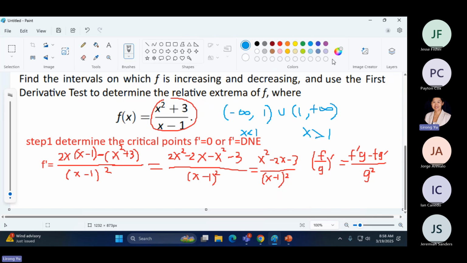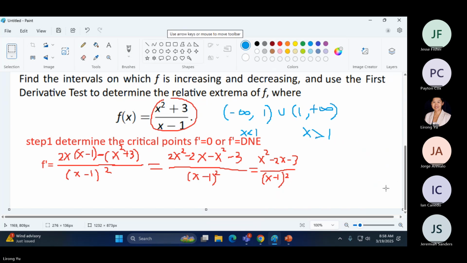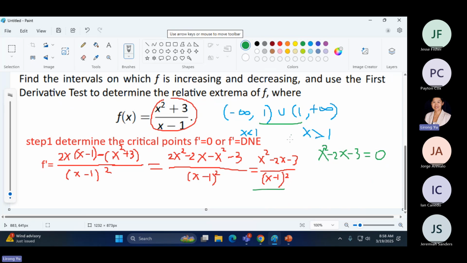All right, so this is applying the quotient rule. Let me get rid of the side so it won't be combined or mixed up with the floor. So we're going to make the numerator equal to 0 just to solve for the critical points. So we have x squared minus 2x minus 3 equal to 0. Now the denominator cannot equal 0 because we are taking the 1 out of the domain, and that should be marked out on the number line. As long as we mark it on the number line, we don't have to worry about it.